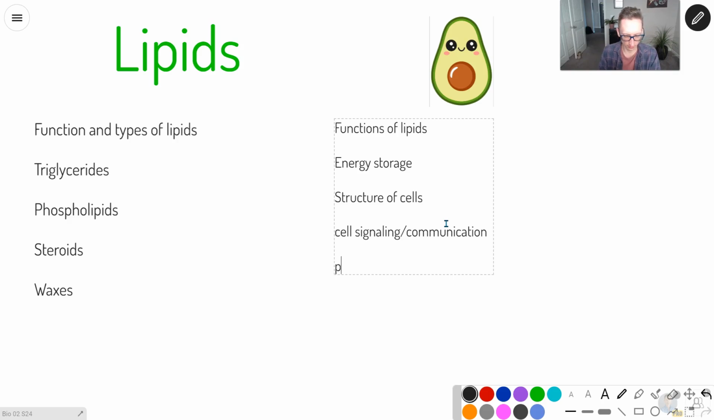And they protect us. They give us cushioning. So like on the heels of our feet, for example, we've got little layers of lipids so that we don't just rub our bones on our skin and our muscles. So they provide us with some protection.